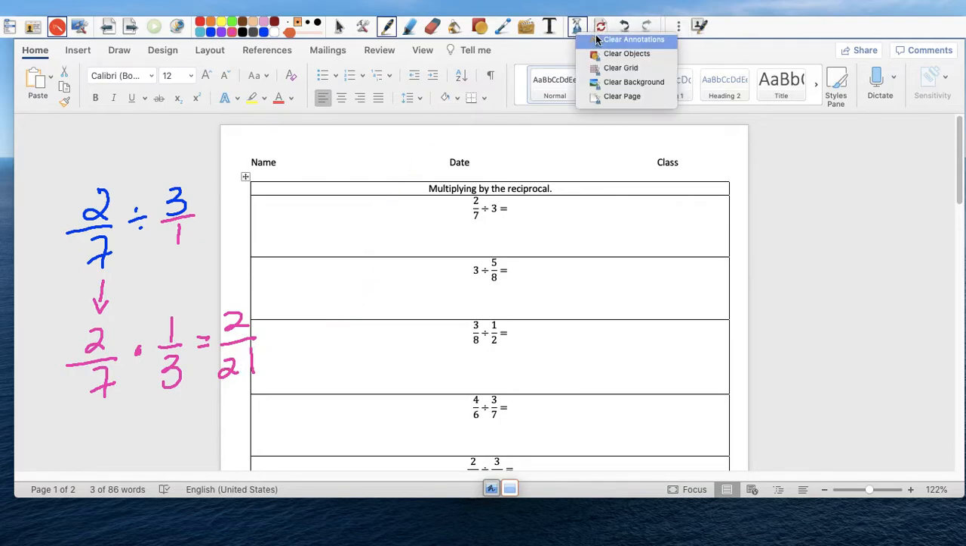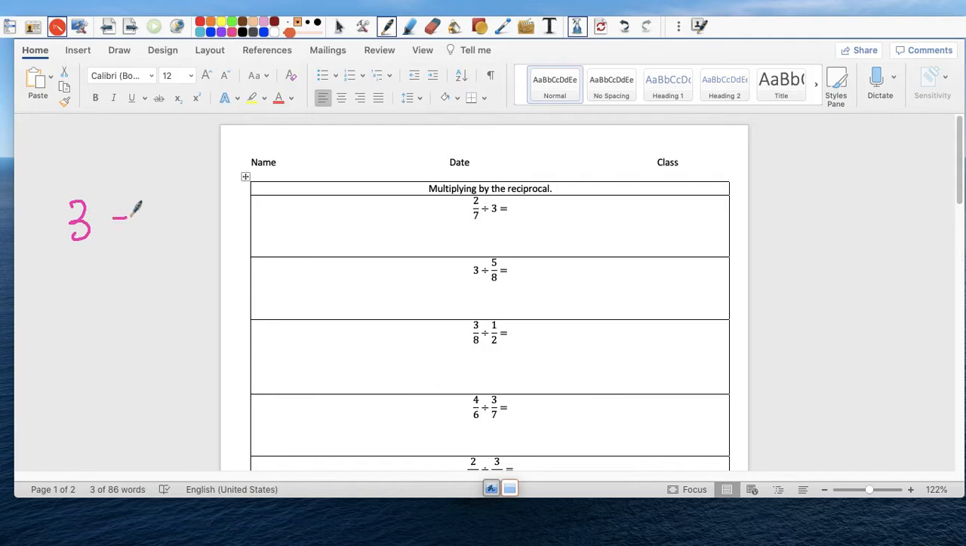The second question, 3 divided by 5/8, right? And we put it over 1 again. Again, first fraction stays, division becomes multiplication, reciprocal, becomes 8 over 5. 3 times 8 is 24 over 5. So how many times can 5 go into 24? It would be 4 times, right?